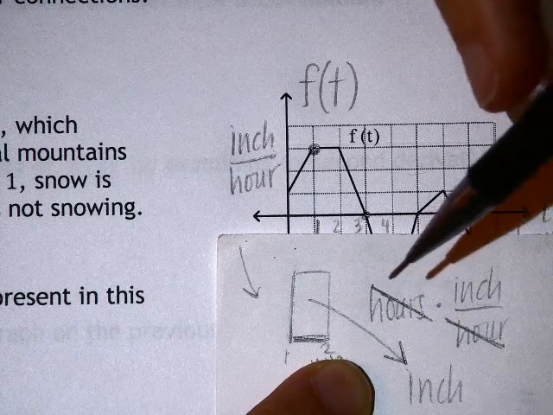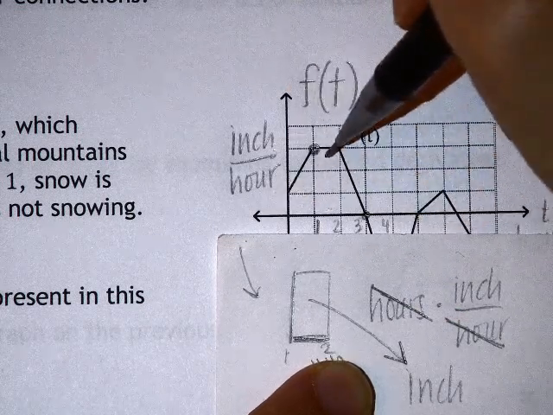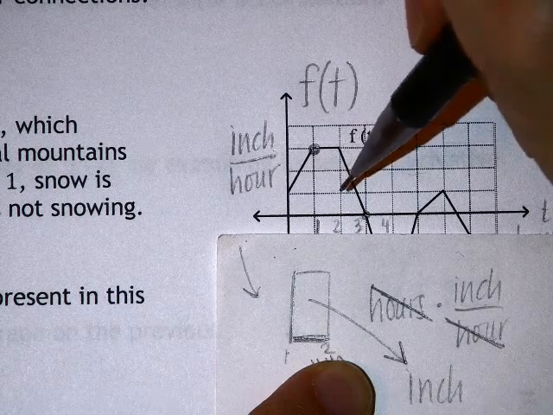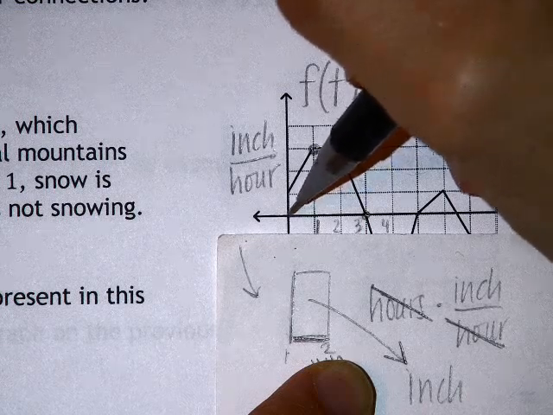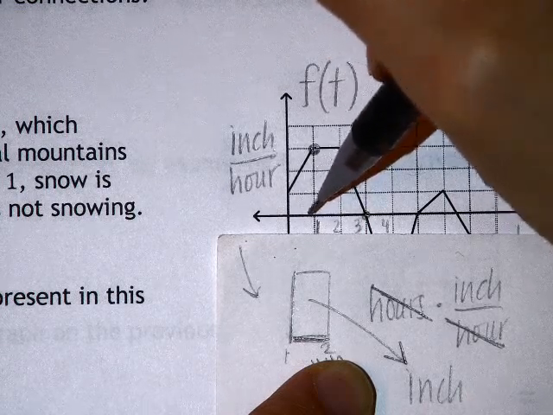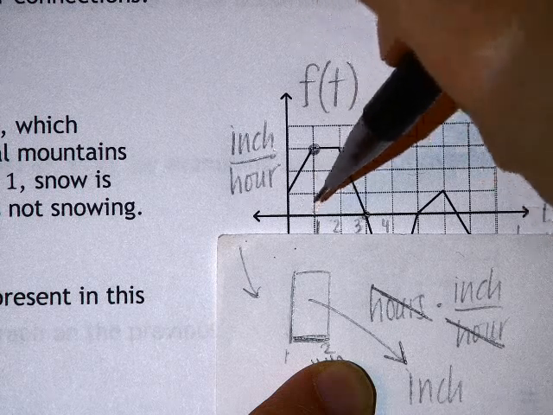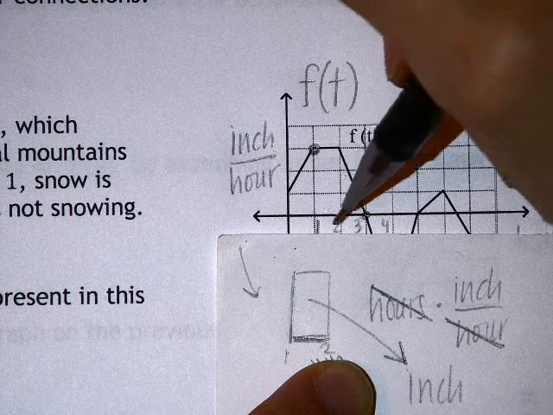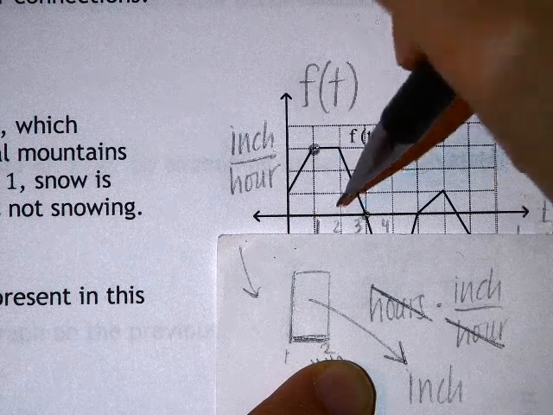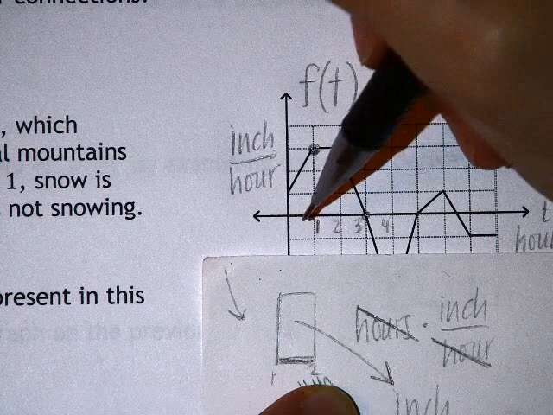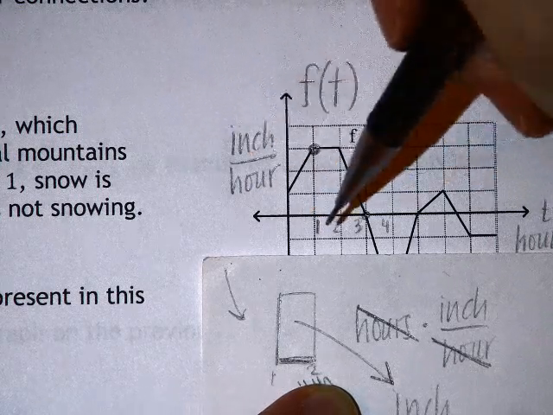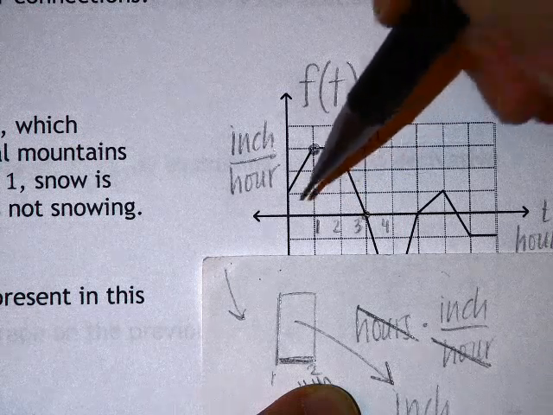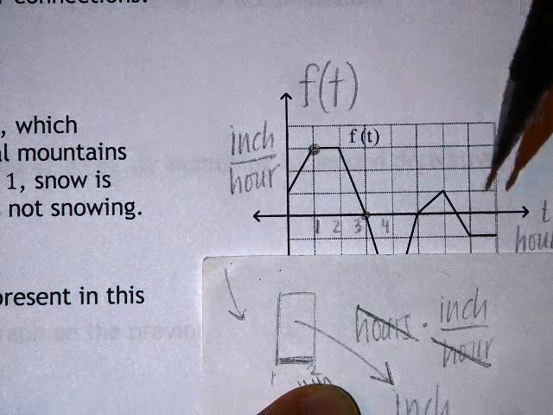Think about that for a second. That means that every area that you calculate represents how many inches of snow have fallen. So the area from 0 to 1, that's how many inches of snow fell from time 0 to time 1. The area from 1 to 2 is how many inches of snow fell from time 1 to time 2. So the area total from 0 to 8 must represent the total number of inches of snow that fell from time 0 all the way to time 8.